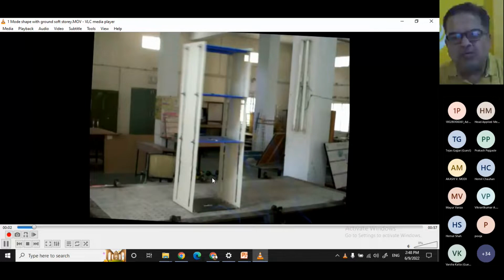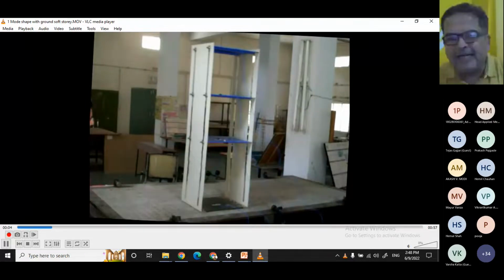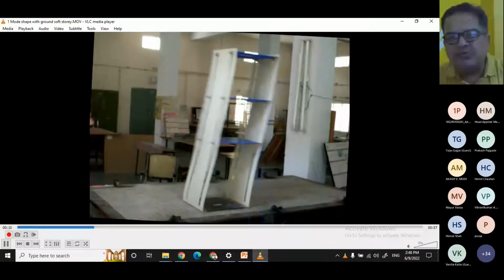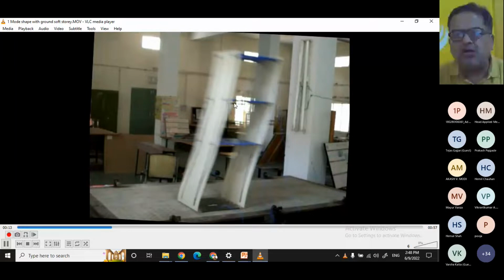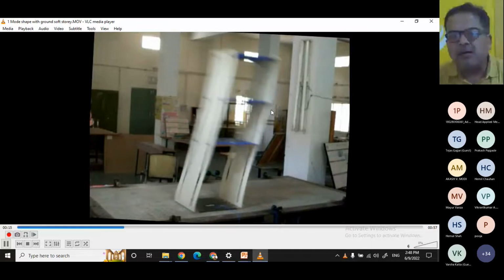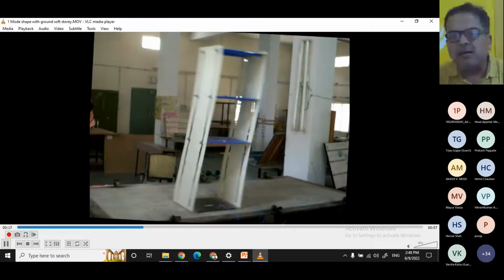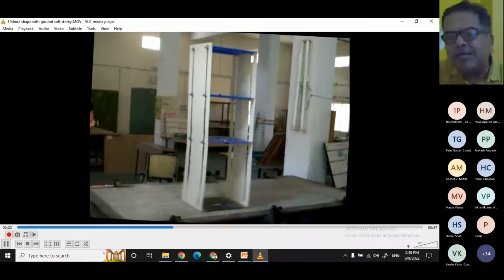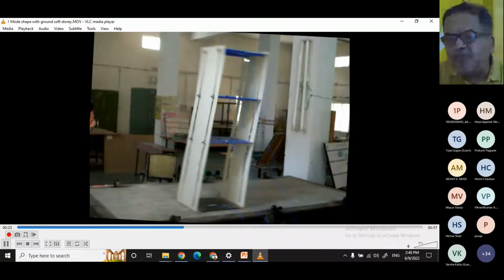Now I'm applying a very low frequency. Remember, a low frequency is applied, which is the fundamental frequency. Now you can see all the masses are moving on one side, right? All the masses are moving on one side. So this is mode one. Mode one, I'm increasing the frequency. When we increase the frequency, now its deformed shape is changed, right? Now the deformed shape is changed.